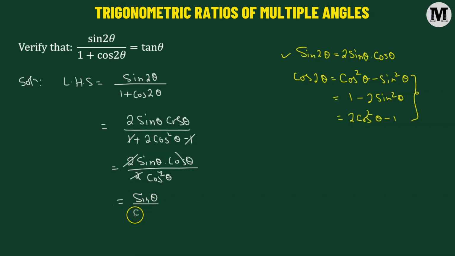Now we're left with sine theta over cosine theta, and this ratio is nothing but the tangent function, which is the expression on the right hand side. So we have successfully shown that sine 2 theta over 1 plus cosine 2 theta is equivalent to tangent theta, hence proved.